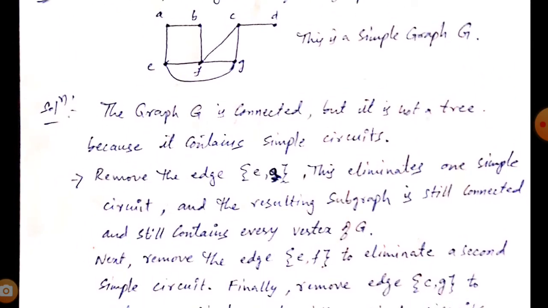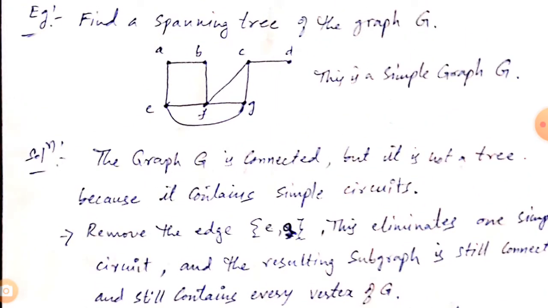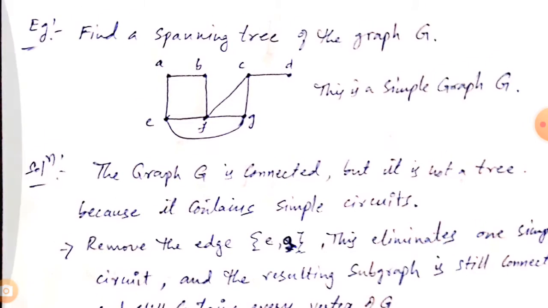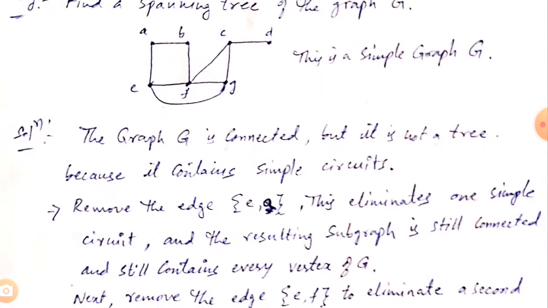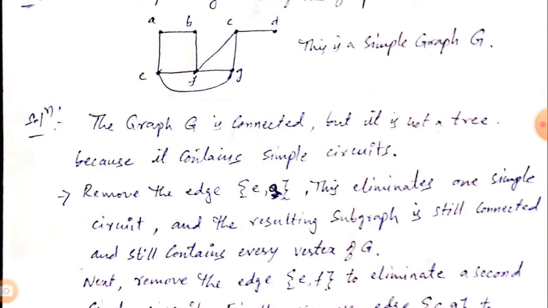Of course the path is there, but it is not a tree. Why? Because there are two different paths. For example, if you take two vertices C and E, two different paths are there. So that's why this is not a tree. Now we have to find a tree from this one, and that should be a spanning tree. Now let us find out how we will find that spanning tree.